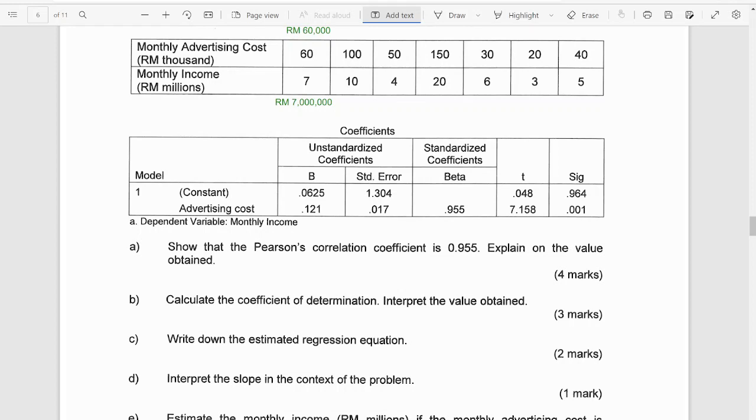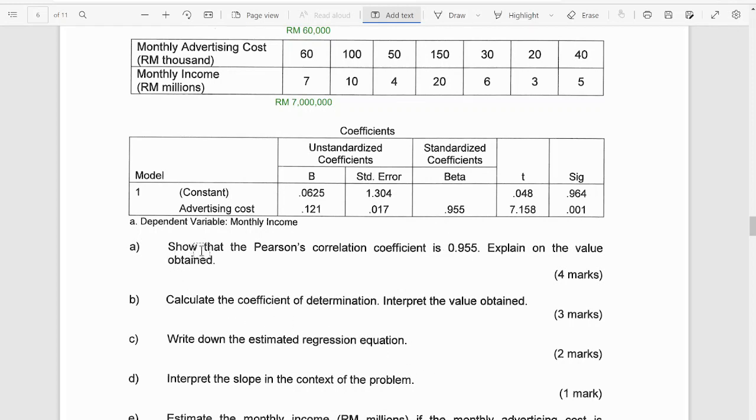Next, the first question asks you to show that the Pearson correlation coefficient is 0.955. So it is already given that the correlation coefficient is equal to 0.955. The correlation coefficient is the same as the standardized coefficient beta if you are dealing with simple linear regression, which means you only have one independent variable and one dependent variable. So the value of the standardized coefficient beta here is the same as the correlation value R.